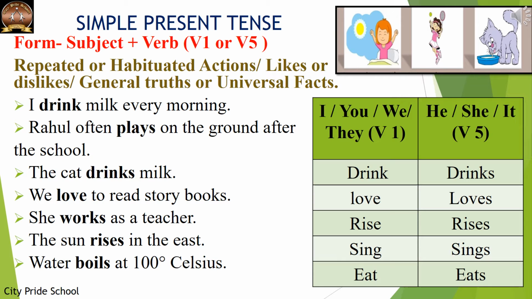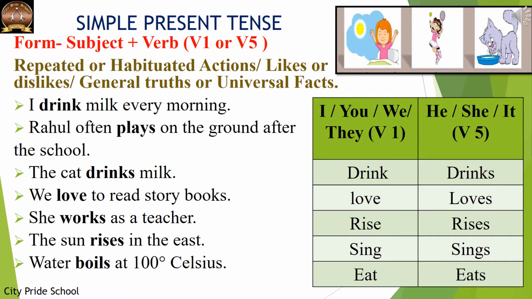Examples: I drink milk every morning. Rahul often plays on the ground after school. Have you noticed both these sentences have verbs, drink and plays, but in the first sentence we have used a verb without s, whereas in sentence 2 we have used a verb with s.